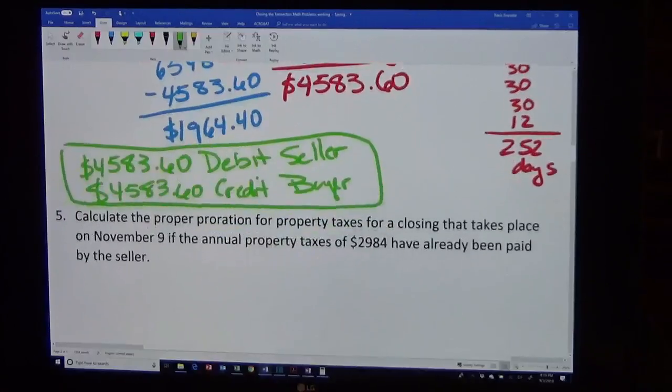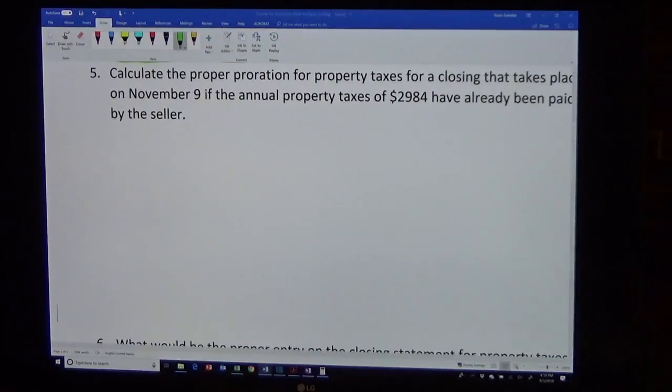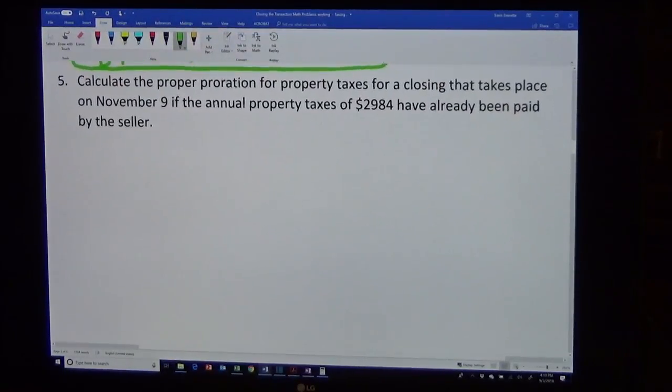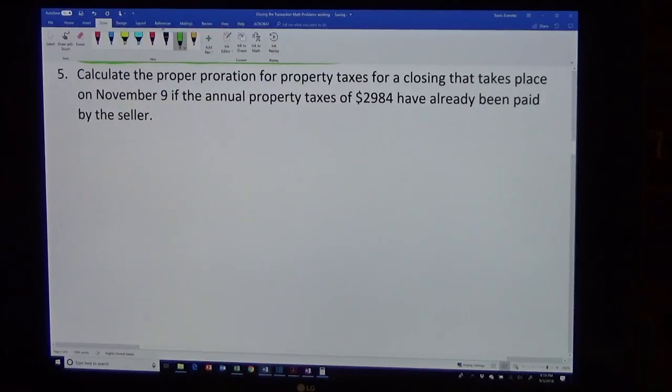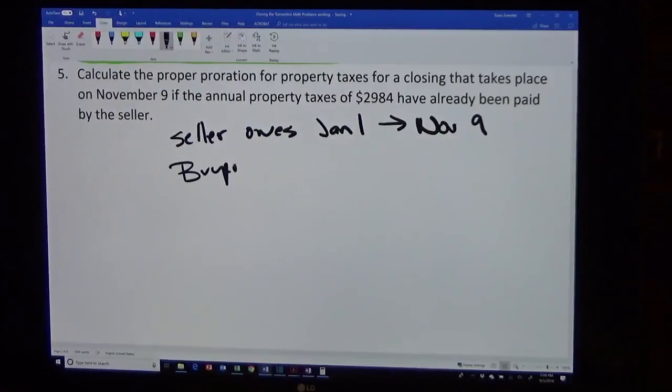Okay. Number 5, calculate the proper proration for property taxes for a closing that takes place on November 9 if the annual property taxes of $29.84 have already been paid by the seller. So again, same thing, write out our two statements. Seller owes from January 1 through November 9. Buyer owes from November 10th through December 30th.